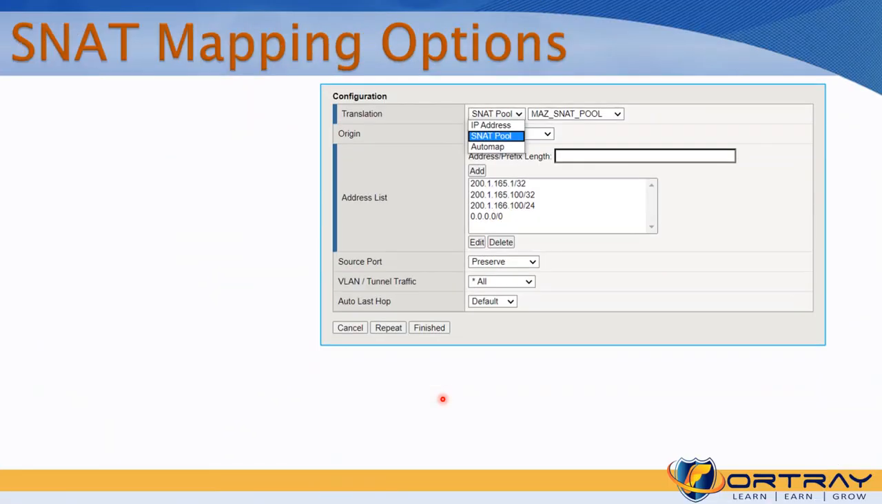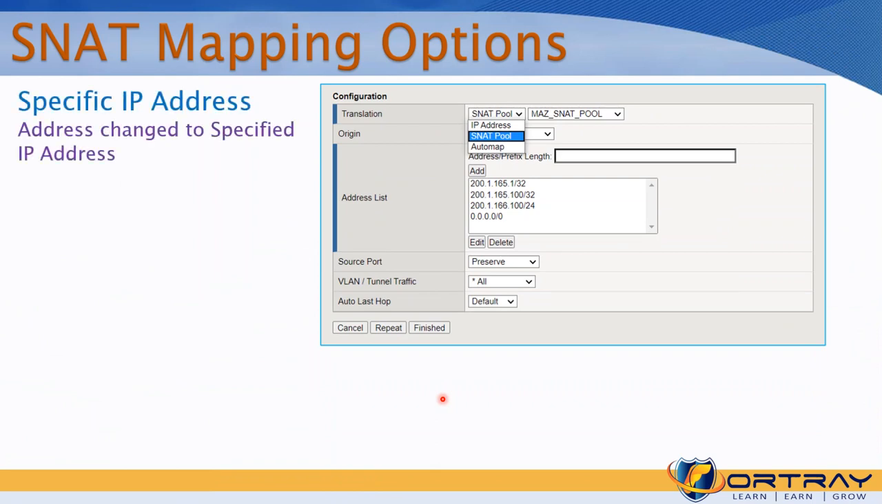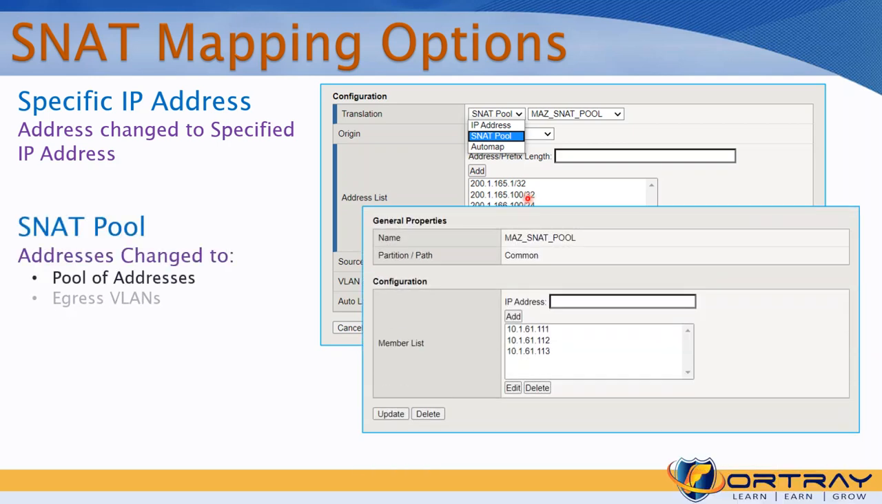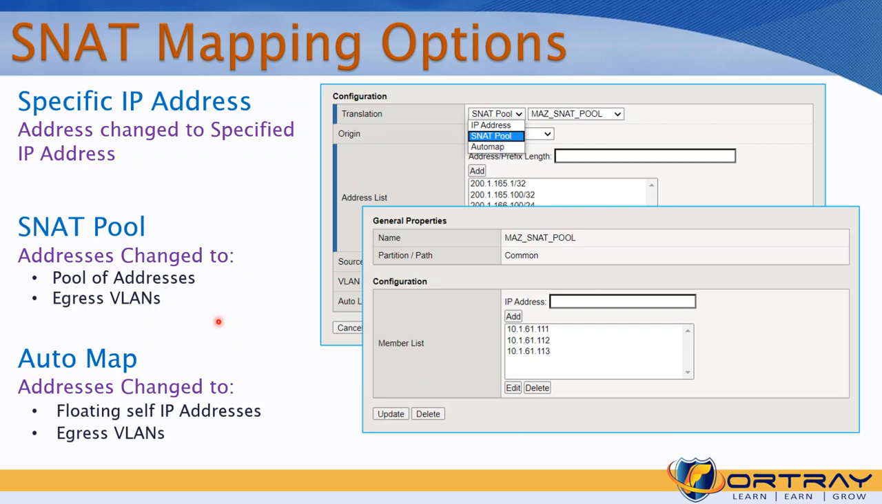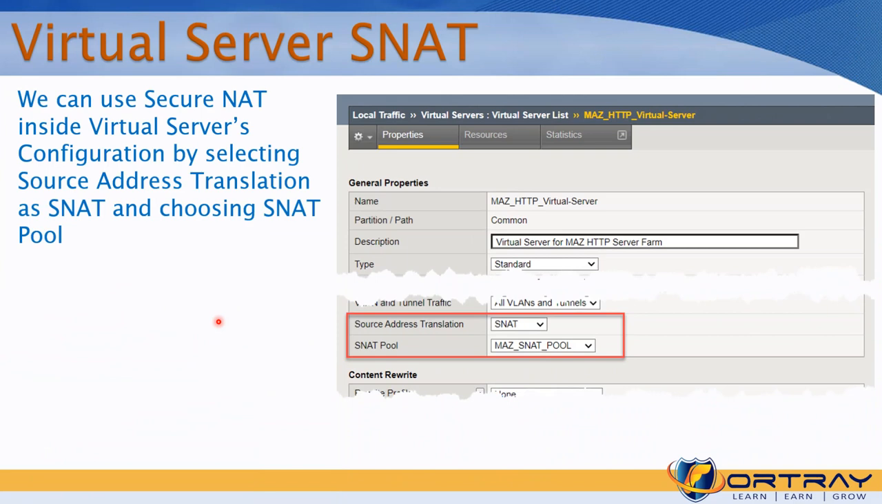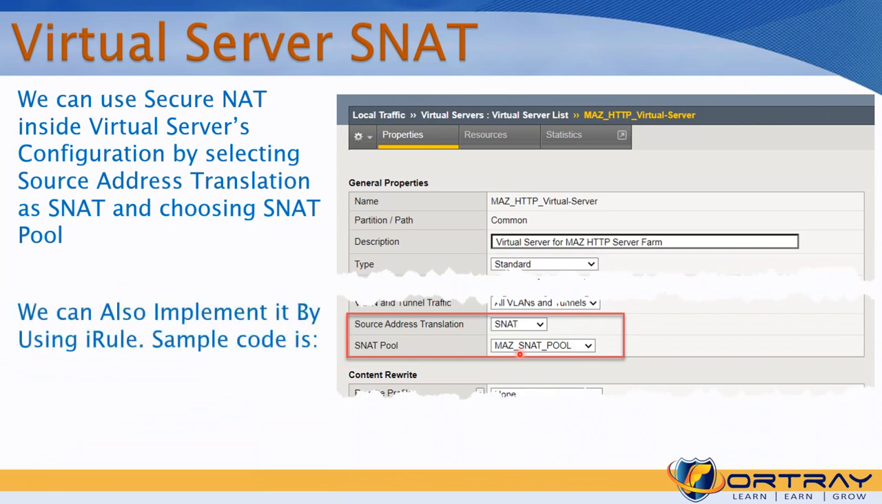So basically, this is how we can configure SNAT mapping. The address changes to a specific IP address; we can put one IP address. For example, we can configure a pool of addresses like 111.112.113, or we can use AutoMap, floating self IP or egress VLAN. Virtual server SNAT: we can use secure NAT inside the virtual server as well. Whatever virtual server you have configured, you can use SNAT as well. We can also implement it by using the iRule. This is the implementation; the previous was configuration, now this is implementation.